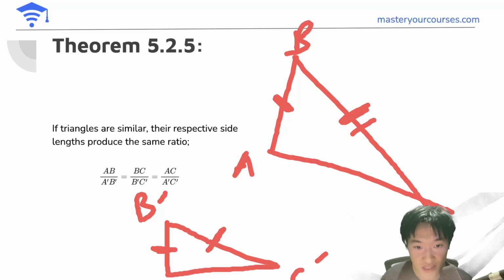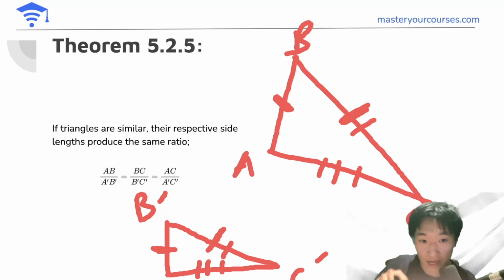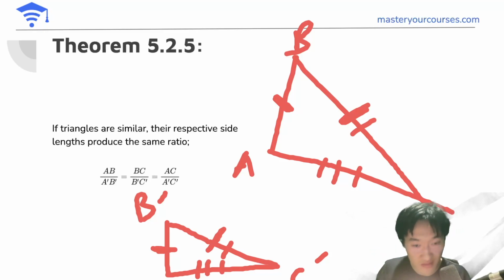And likewise, this length right here, the base AC over A prime C prime, is also the same. Why is that the case? Well, remember, similar triangles are the same triangle, but we change the size of all the lengths. But if we're changing the size of all the lengths together, then the ratio that compares to the original triangle should be the same across all the sides, right?